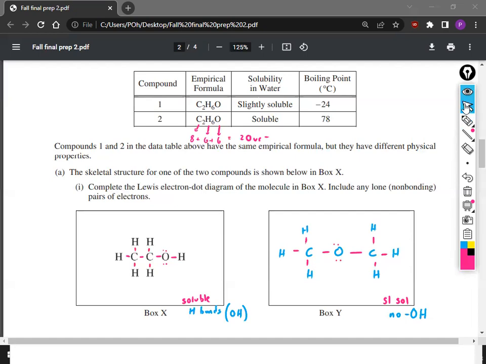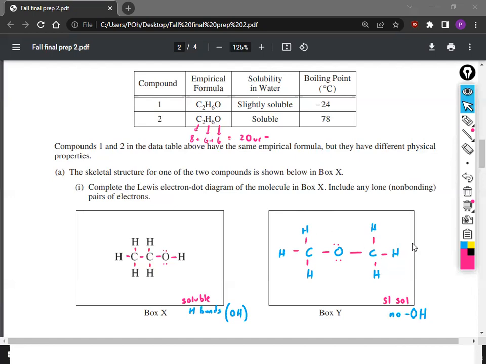Now, the key thing to remember here is the reason why there's no hydrogen on the O. Why does oxygen not have hydrogens? It's electronegative. It is more electronegative than carbon. So it doesn't want to share electrons with hydrogen. All right, so there you go.